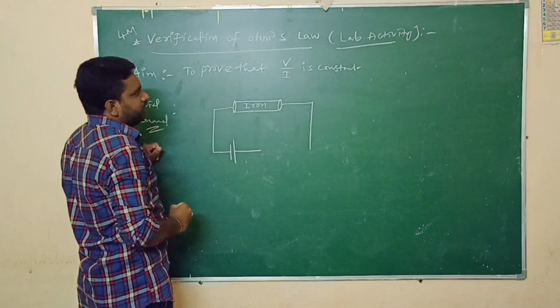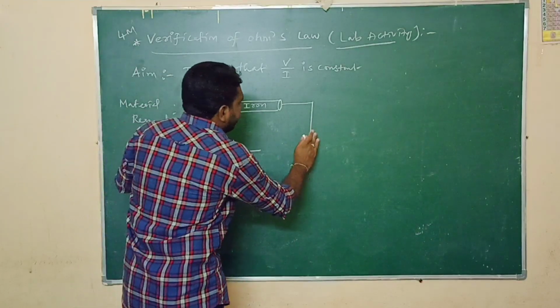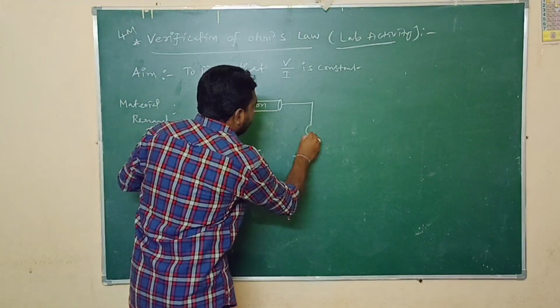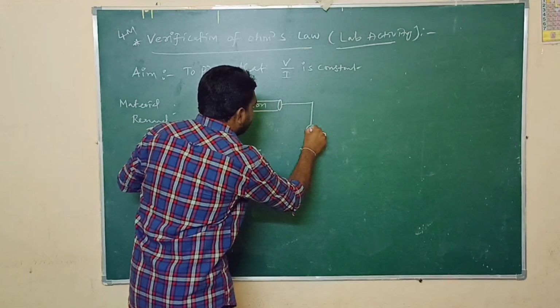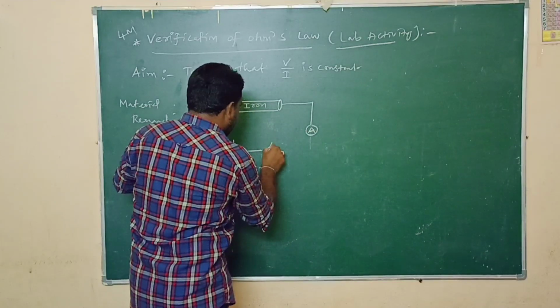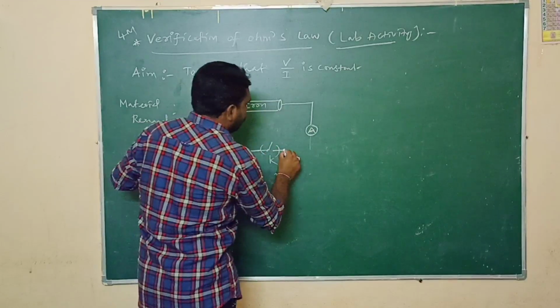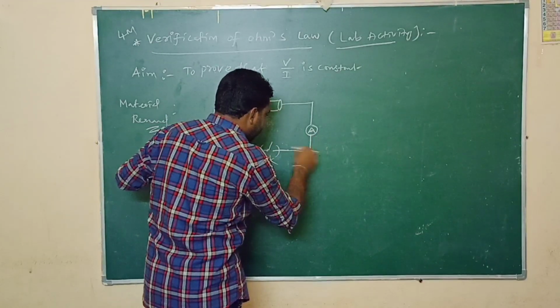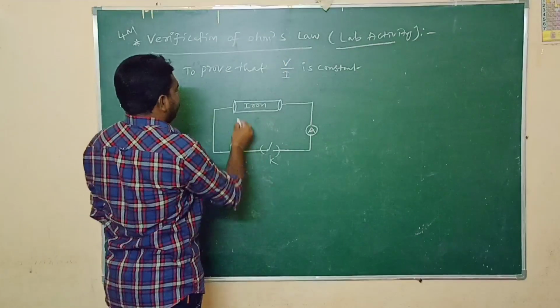And to measure the current, we require an ammeter. We also need to consider the ammeter. The ammeter is denoted with A. This one is nothing but the ammeter. And next here, a key, a switch to allow the current to flow or stop the current. And the remaining last component is nothing but the voltmeter.